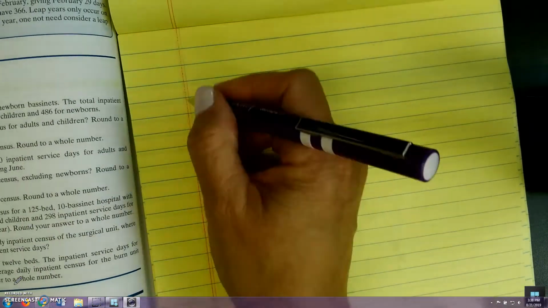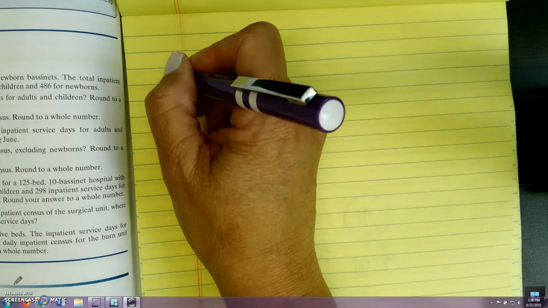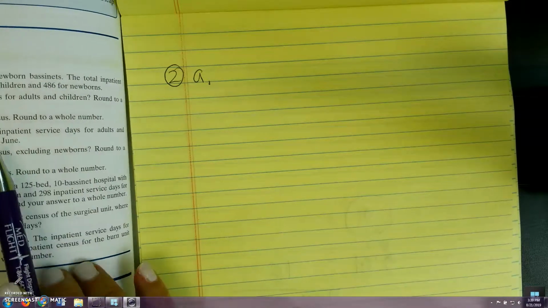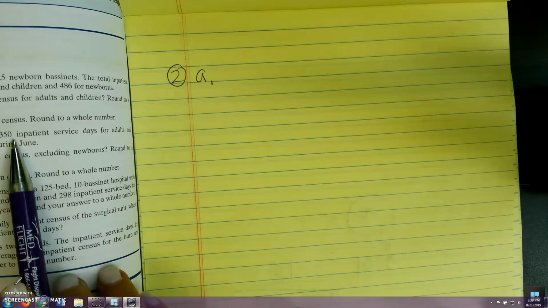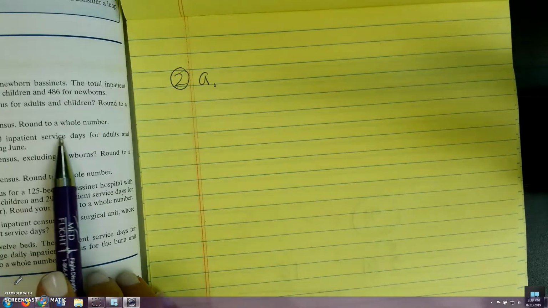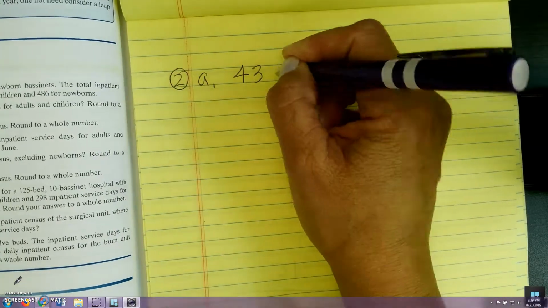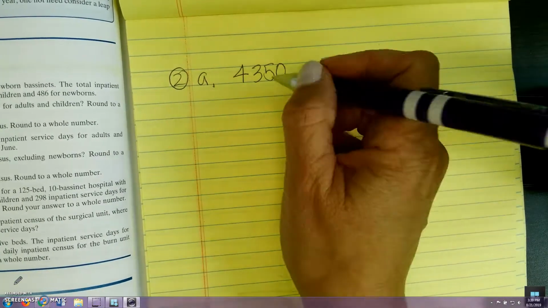So let's take a look at that. Number 2A says, what is the average daily inpatient census excluding newborns? So we know that we need the number of inpatient service days, right? The number of inpatient service days for adults and children. Our text tells us that's 4,350.